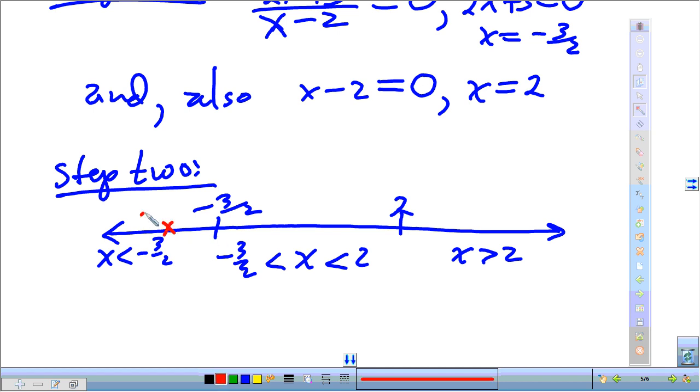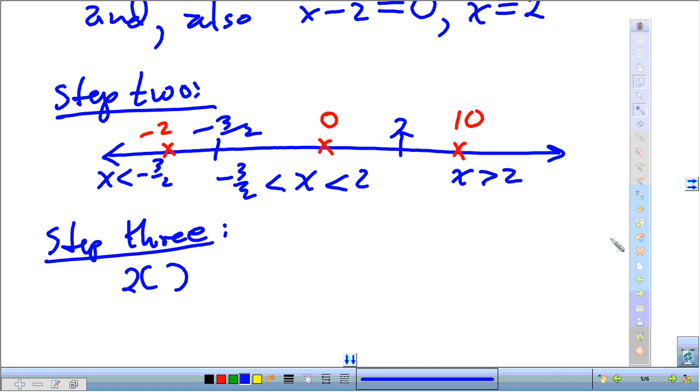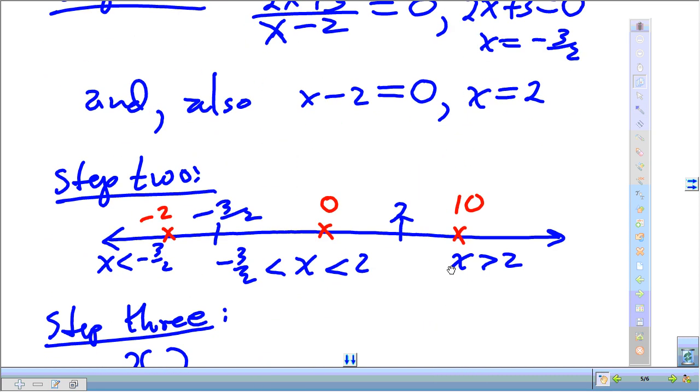We'll choose a few points. In the first interval here, it looks like minus 2 would suffice. 0 is in this middle one, and maybe I'll take 10 that's past 2. And so my third step is test those values. So I have my 2x plus 3 over x minus 2.